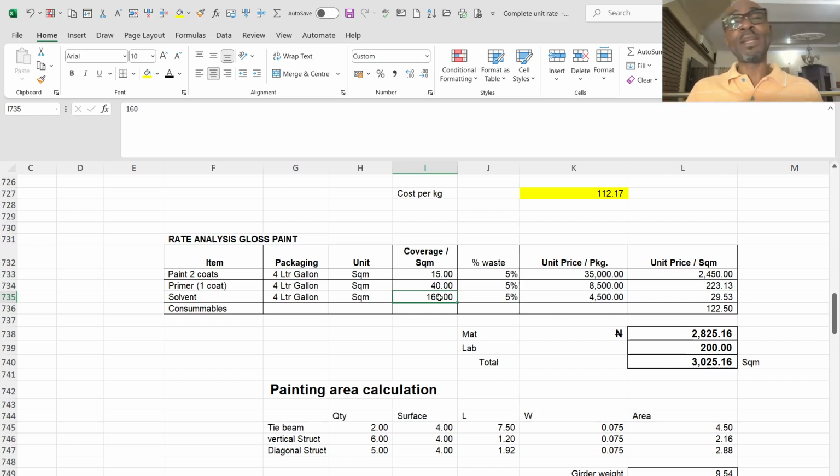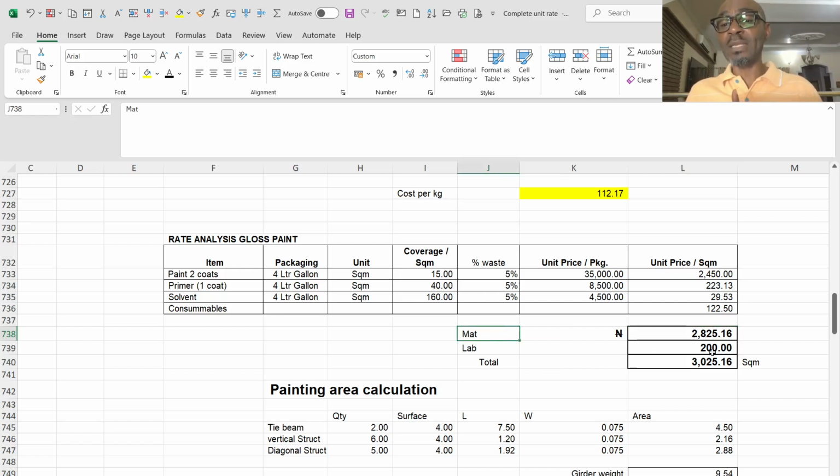Of course, you're going to apply your wastage, and the cost per gallon for the gloss paint is 35,000 naira. This 8,500 for primer, while the solvent is 4,500. If you compute it, you have 2,825 naira 16 kobo per square meter.